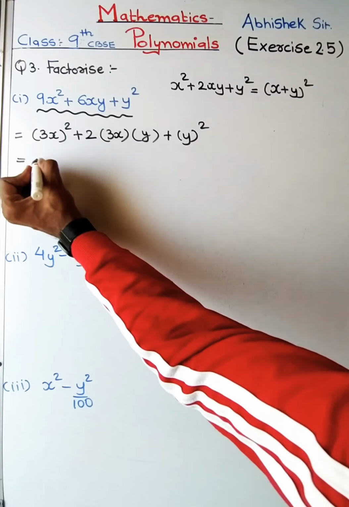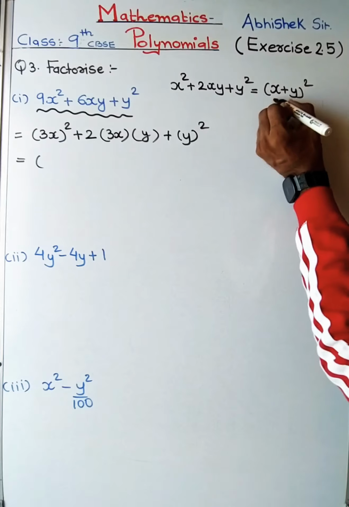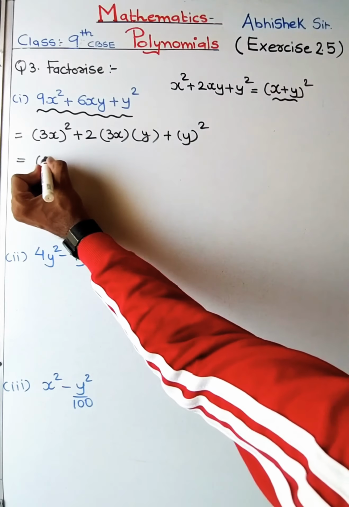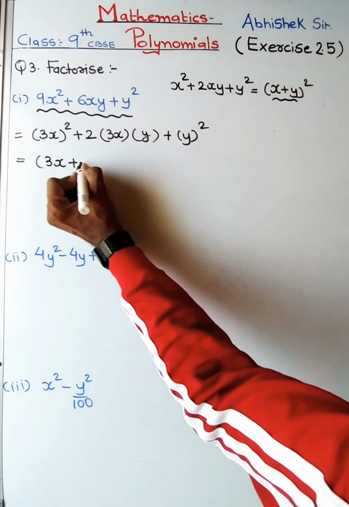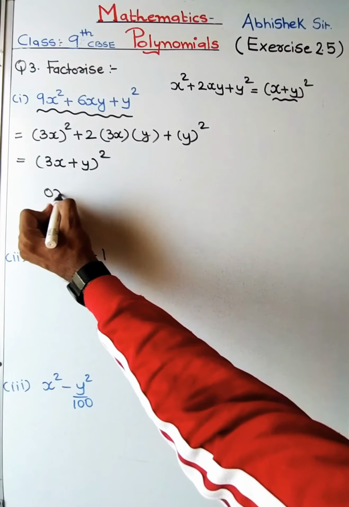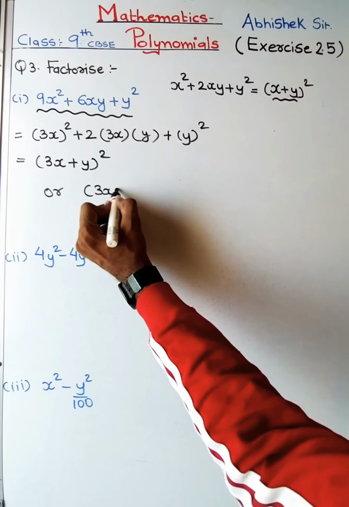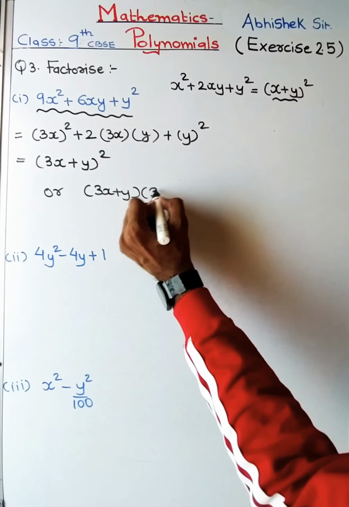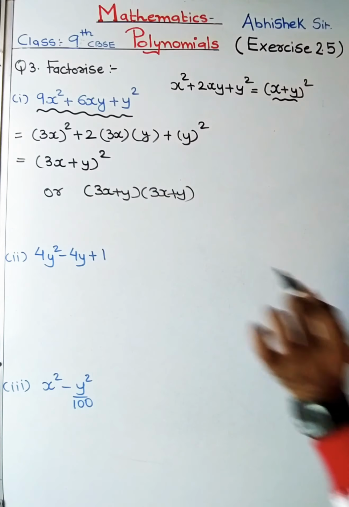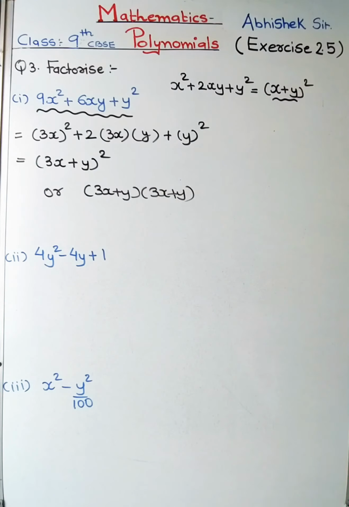And what was the final bracket? The first term plus second term whole square. That means 3x plus y whole square. It can also be written as 3x plus y into 3x plus y. That means this bracket is repeated 2 times. So both the answers are correct.